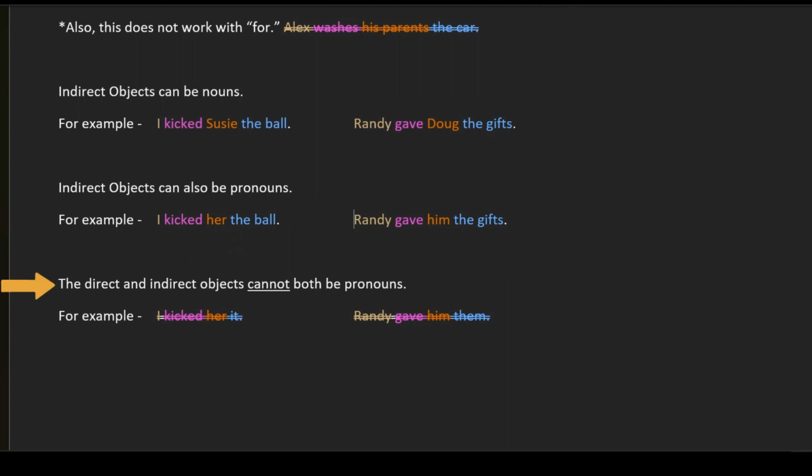When the direct and indirect object come after the verb, they cannot both be pronouns. It doesn't sound good in English at all to say I kicked her it or Randy gave him them. Please don't do that.